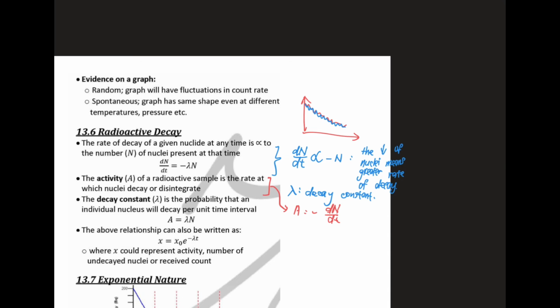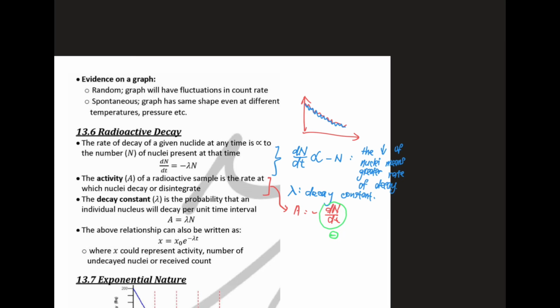Okay, so if you see the first equation here, dN over dt is equal to negative lambda N. Negative lambda N, meaning that dN over dt is a negative value. So imagine when this is a negative value, together with another negative sign in front, at the end the activity is a positive value. So activity is a positive value.